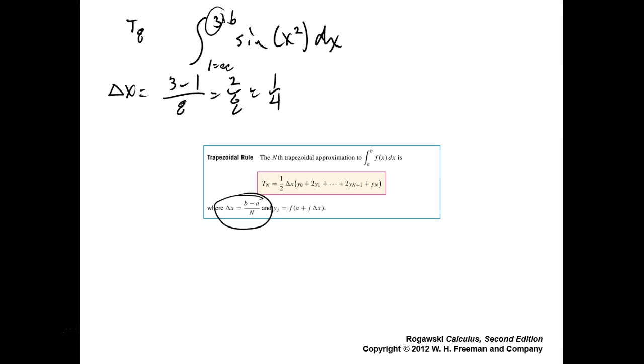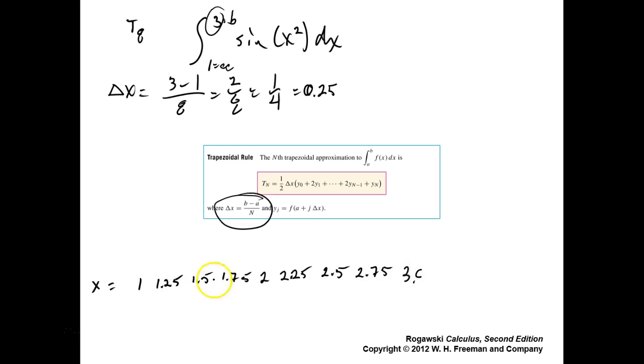So you did that first. Then what I would do is write down those x values. The first one's going to be 1, then you're going to have 1.25, right? Because the increment is 0.25. These are your x values. Starting with 1, 1.25, 1.5, 1.75, 2, 2.25, 2.5, 2.75, and 3.0.